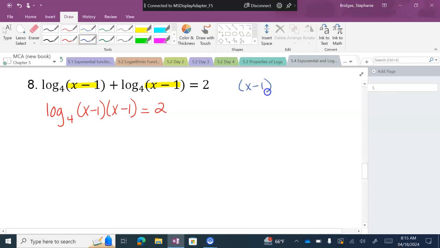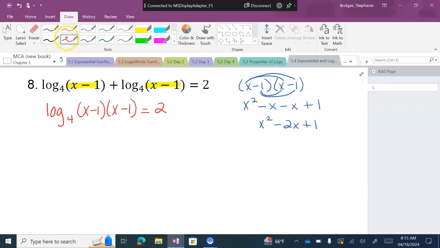I'm going to come over here to the side to do that. I'm going to do x minus 1 times x minus 1 on the side. X times x is x squared. X times negative 1 is negative x. Negative 1 times x is negative x. And negative 1 times negative 1 is positive 1. And then if I combine my like terms, what's negative x and negative x give me? So the result of multiplying those, I'm going to put it in parentheses since it's more than one term, is x squared minus 2x plus 1. And then I'm bringing everything else down.